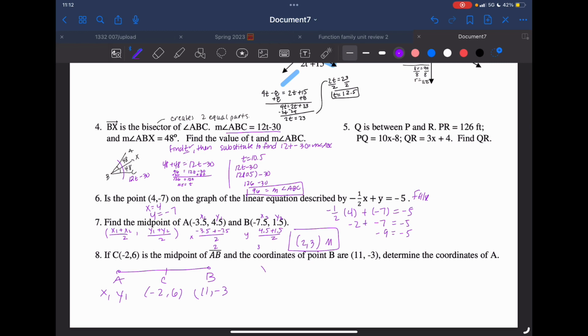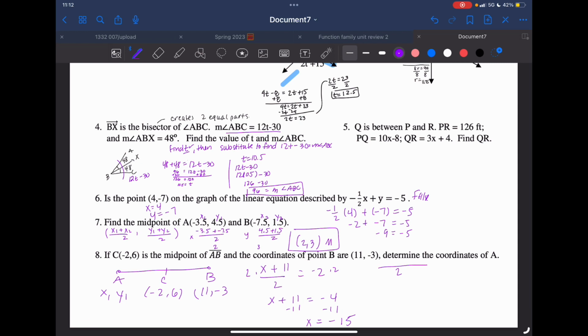So we have x plus 11 divided by 2 equals negative 2. So the way that we solve this, we're going to multiply both sides by 2. So I get x plus 11 equals negative 4. Subtract 11 from both sides. X equals negative 15.